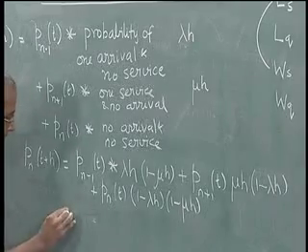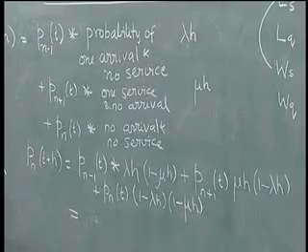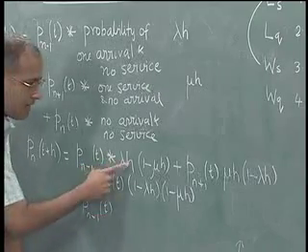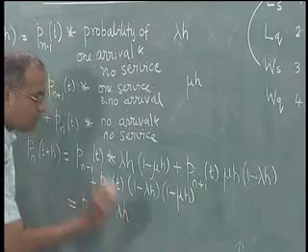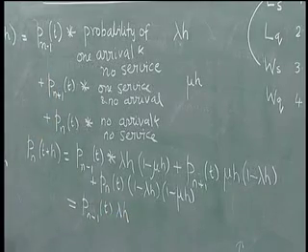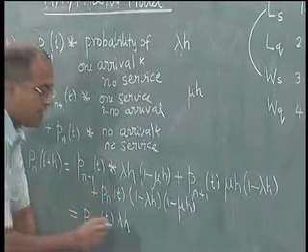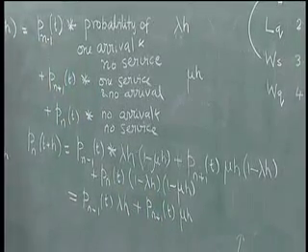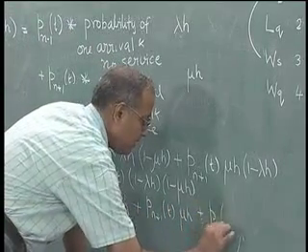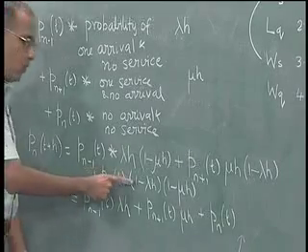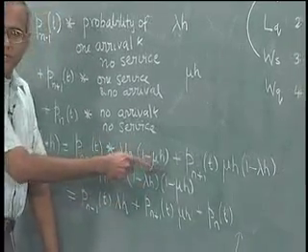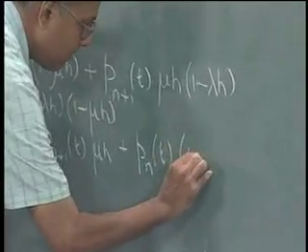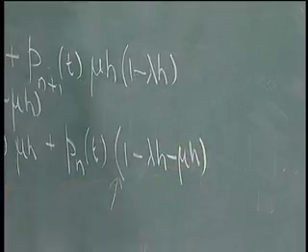This we can simplify, and we leave out the higher order terms. So, on simplification, this will become P n minus 1 of t into lambda h minus lambda mu h square. Lambda mu h square is a second order term, so we leave out the second order term. So, we get P n minus 1 t into lambda h, plus P n plus 1 at time t into mu h, plus P n of t into 1 minus lambda h minus mu h plus lambda mu h square. Second order term is left out, so this is P n of t into 1 minus lambda h minus mu h.